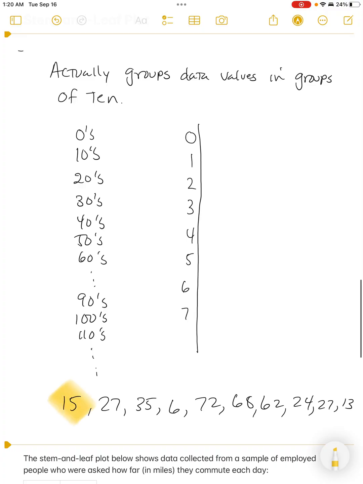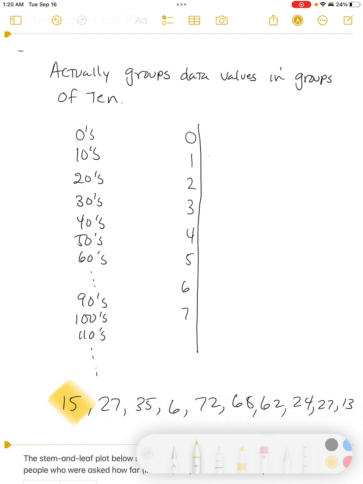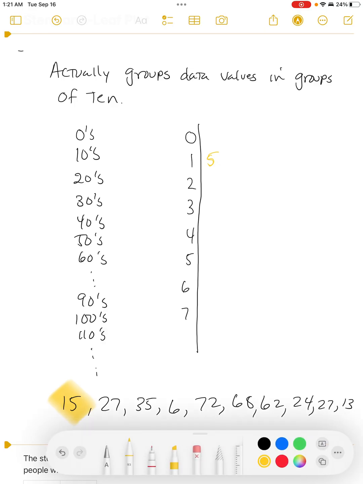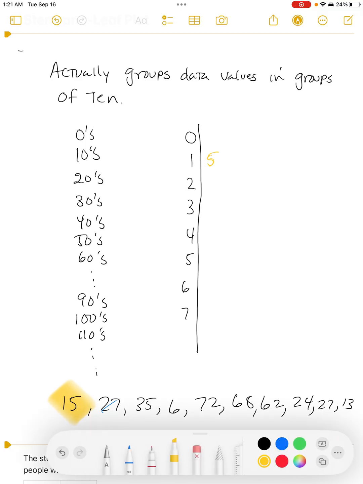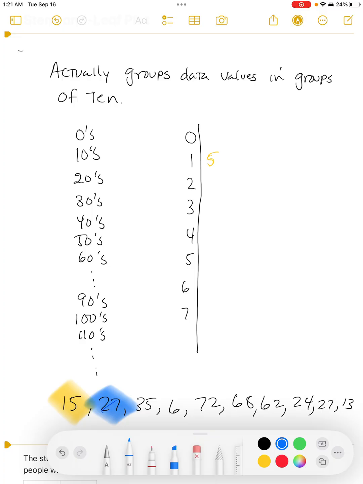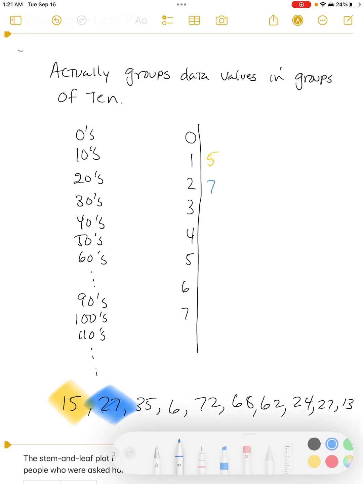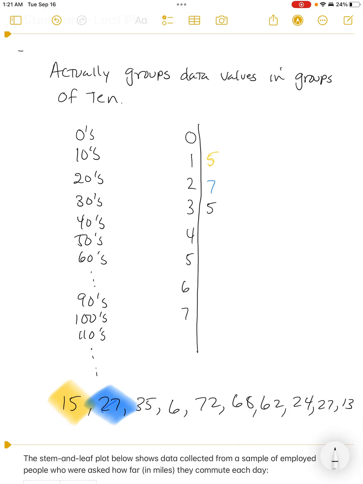So for example, my first number, I'll highlight here in yellow, is 15. What I'm going to do with 15 is come up here, and right next to the 1 that's there, I'm going to put the 5 to represent that 15. Then there is a 27. And where's that going to go? In the 20s, and we'll put a 7. Then there's a 35. So we go to that 35, and I'll put a 5 there.